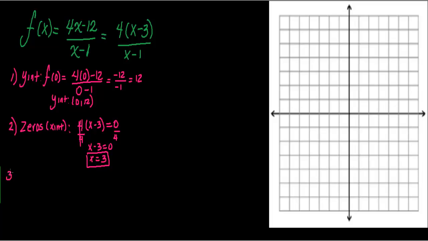Number 3 is the vertical asymptote. We're going to take the denominator for that and equal it to 0. That means x equals 1 is the vertical asymptote.